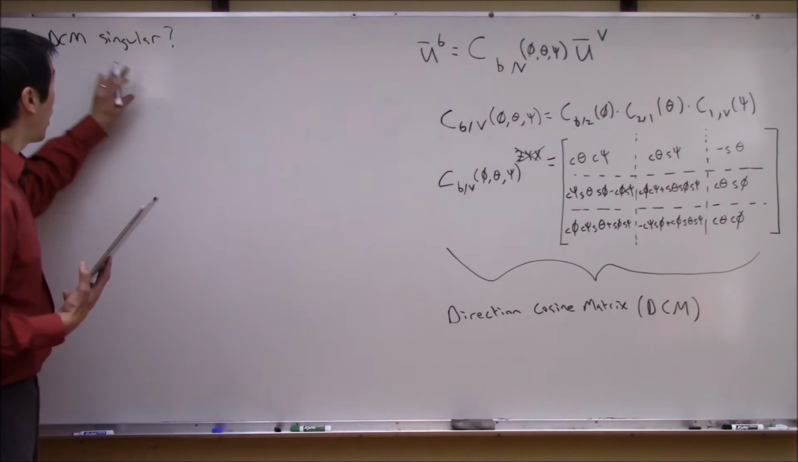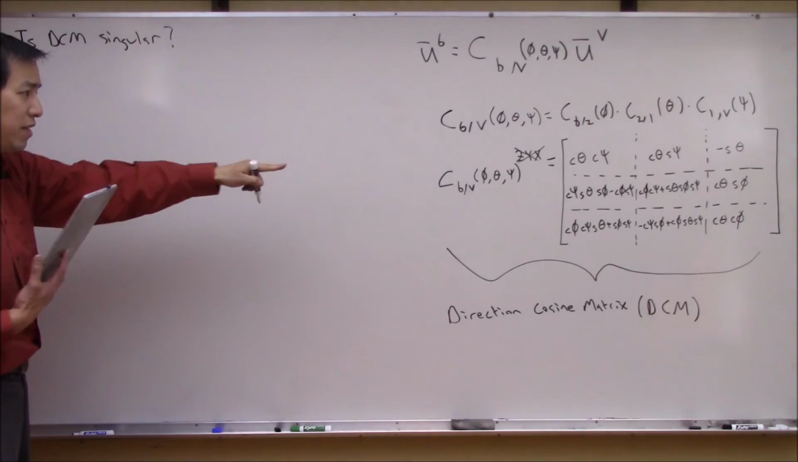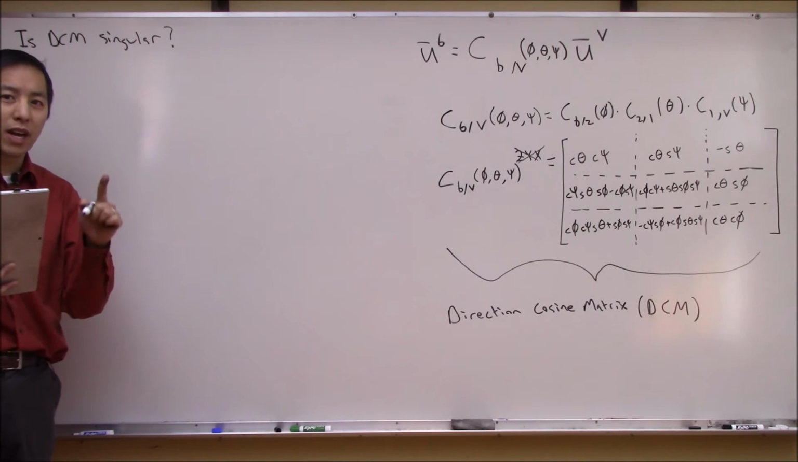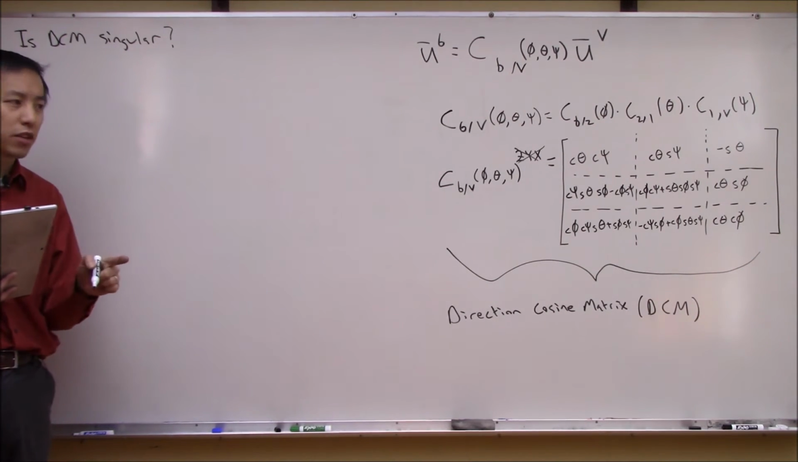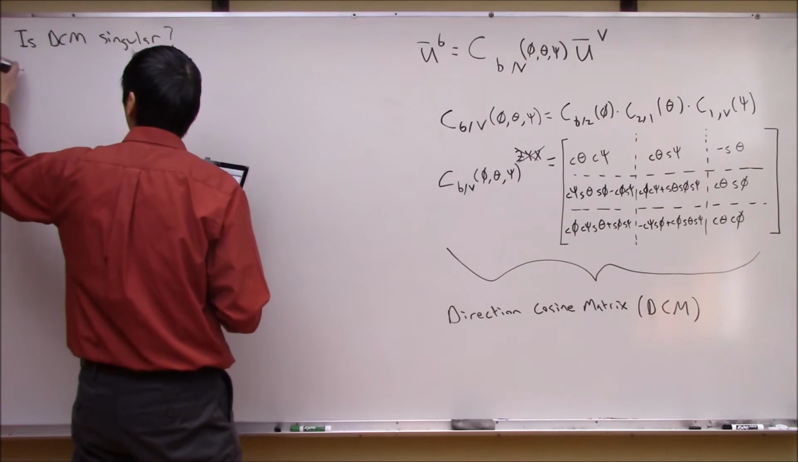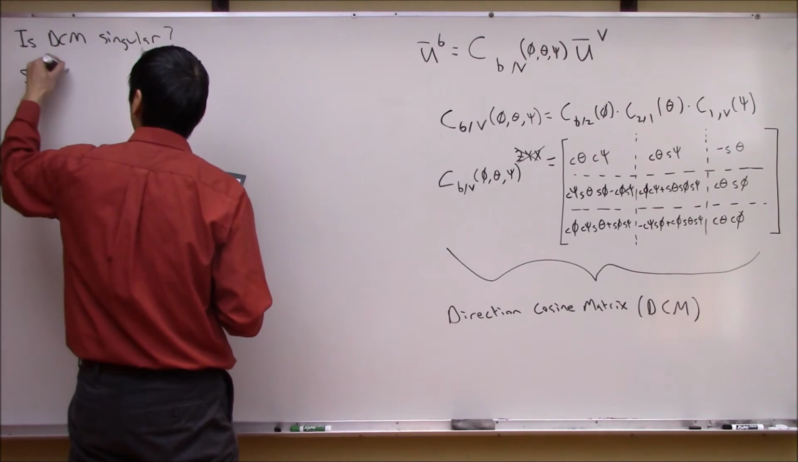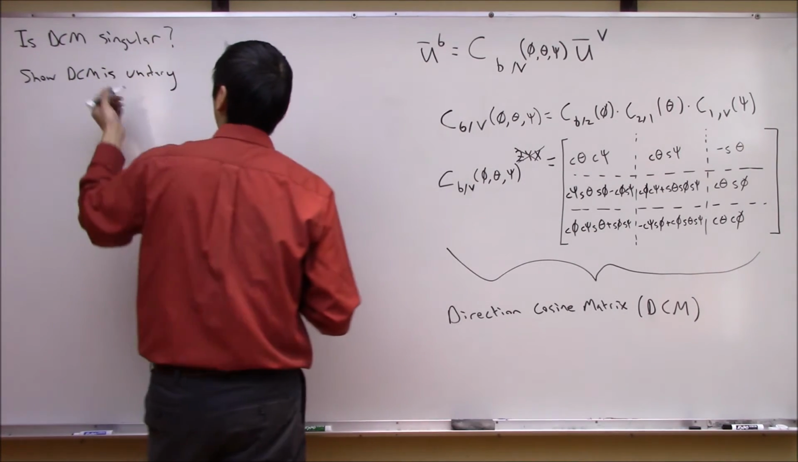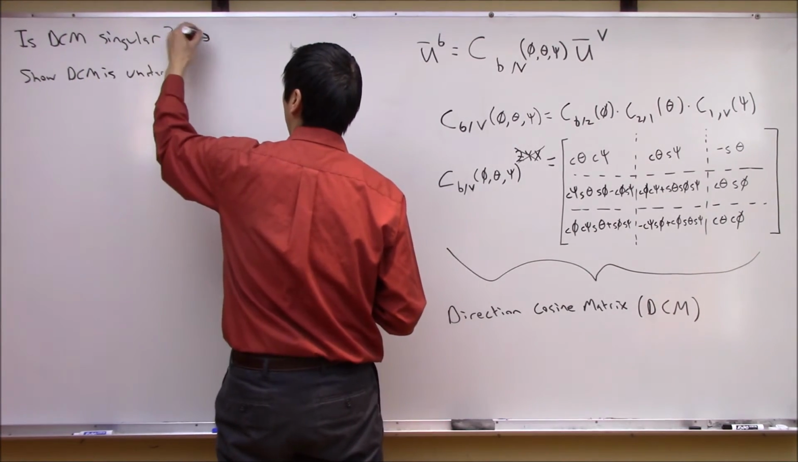Okay, so the question now is, is this DCM ever singular? The answer is actually no. We can actually do better. Not only is the matrix never singular, it's actually unitary, and we can show that, okay? So what we want to do now is show that the DCM is unitary, which basically makes the answer to this basically no.